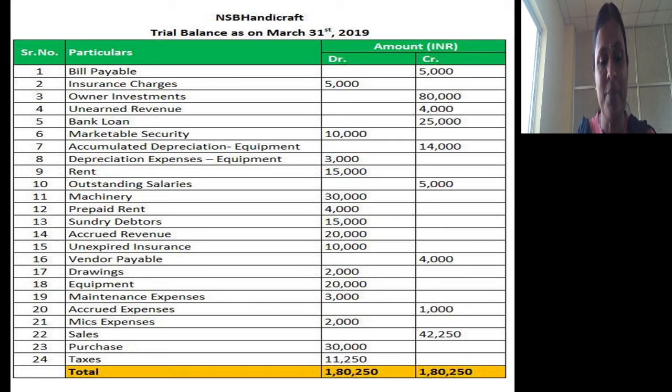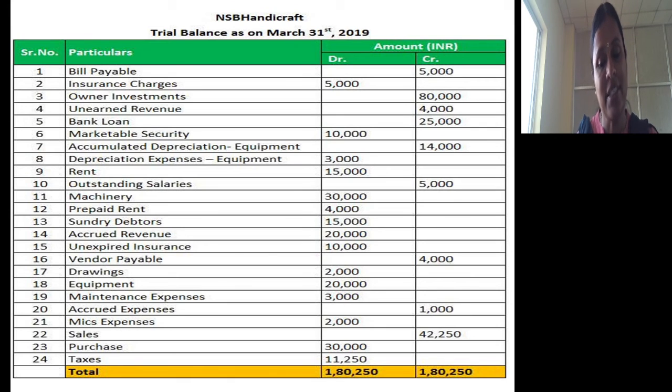Drawing always shows a debit balance. Equipment, asset, shows a debit balance. Maintenance expenses, expense account, shows a debit balance. Accrued expenses means outstanding expenses. Outstanding expenses are current liabilities, which show a credit balance. Then miscellaneous expenses are expense accounts, which show a debit balance. Sales, credit balance, 42,250. Purchases, debit balance.